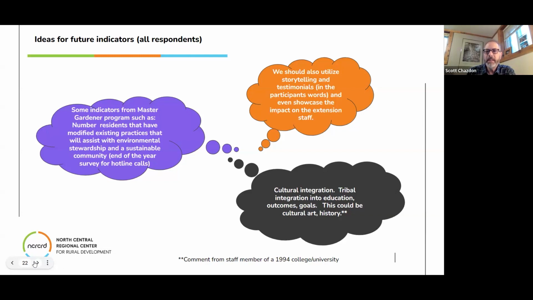Some other comments here for the future: we should also use storytelling and testimonials in the participants' words, and even showcase the impact on the extension staff. And then a comment from a staff member at a 1994 tribal college that for them, tribal integration into education and integration of culture and art, cultural arts and history into tribal extension programming would be an important thing to measure.